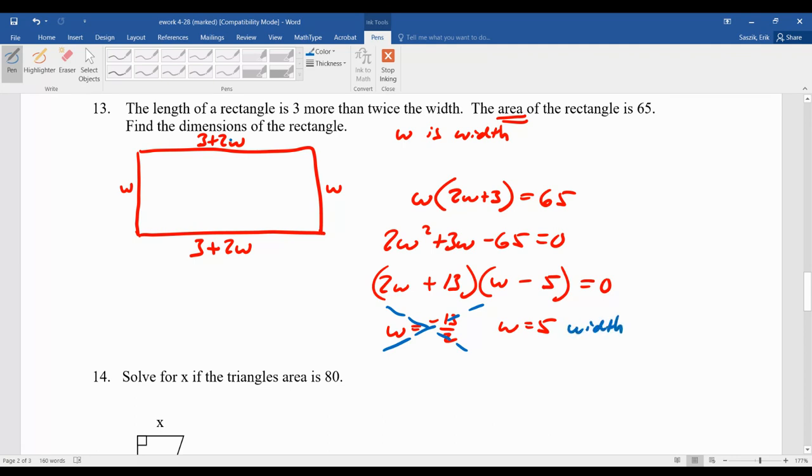And if you plug the 5 in here, 2 times 5 is 10. 10 plus 3 is 13. You get a length of 13. So that is your final answer.